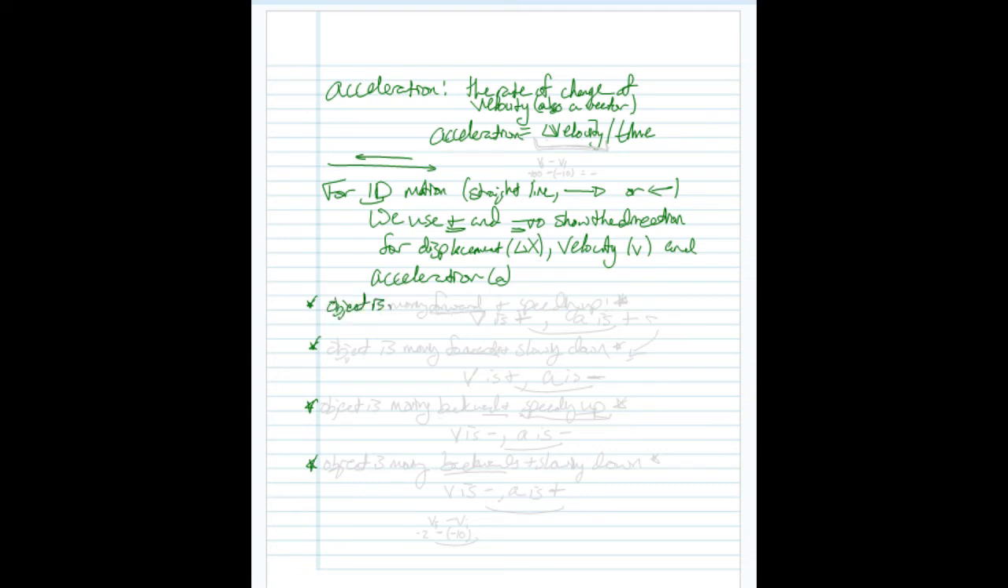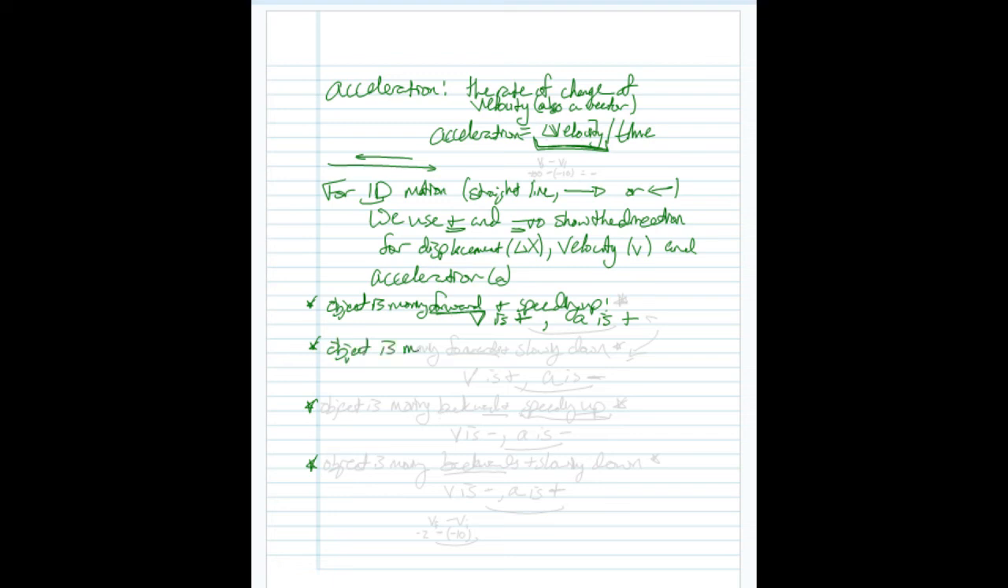If the object is moving forwards and speeding up, we're going to say that the velocity is positive. Again, moving forward, velocity is going to be positive. If it is speeding up, that means that velocity is increasing. So our delta V is positive as well. So A is positive.